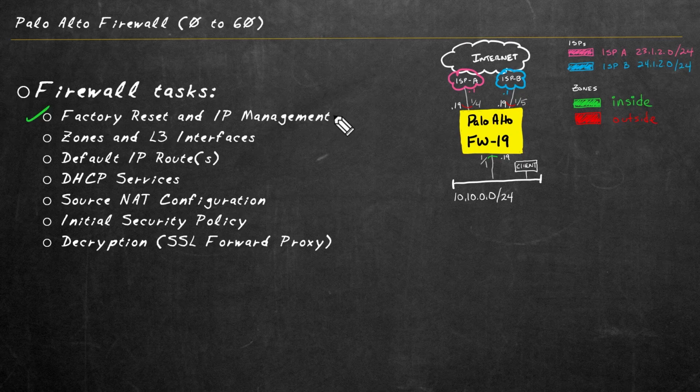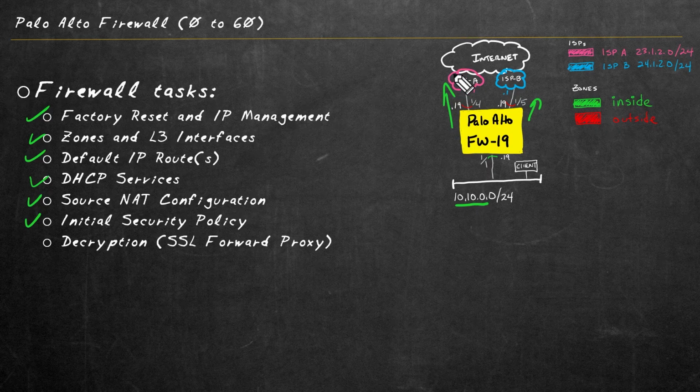That was one of our first videos. And then we created the inside and outside zones. We specified these three interfaces as layer 3 interfaces, included them in the appropriate zones. We set up default routes, one through service provider A, which is preferred, and another one through service provider B, which is less preferred. We enabled DHCP services on 1/1, and we set up a source NAT policy rule to allow source address translation for clients if they're coming from 10.10.0 and going out to the internet. And we just finished configuring a security policy rule to permit that initial flow of traffic.